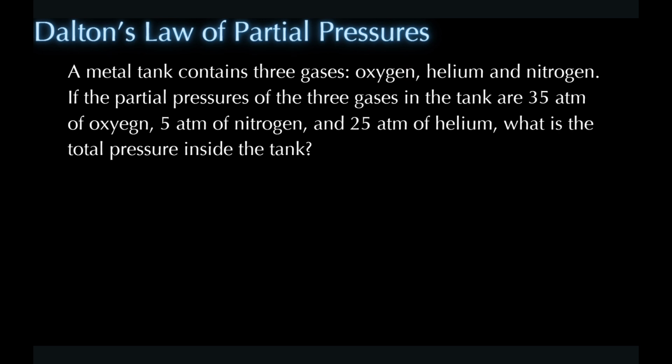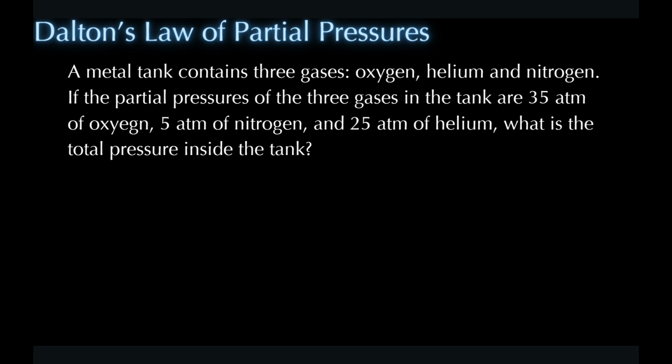Let's go ahead and take a look. So let's say we have a metal tank. It contains three gases: oxygen, helium, and nitrogen. If the partial pressures of the three gases in the tank are 35 atmospheres of oxygen, 5 atmospheres of nitrogen, and 25 atmospheres of helium, what is the total pressure inside of the tank?